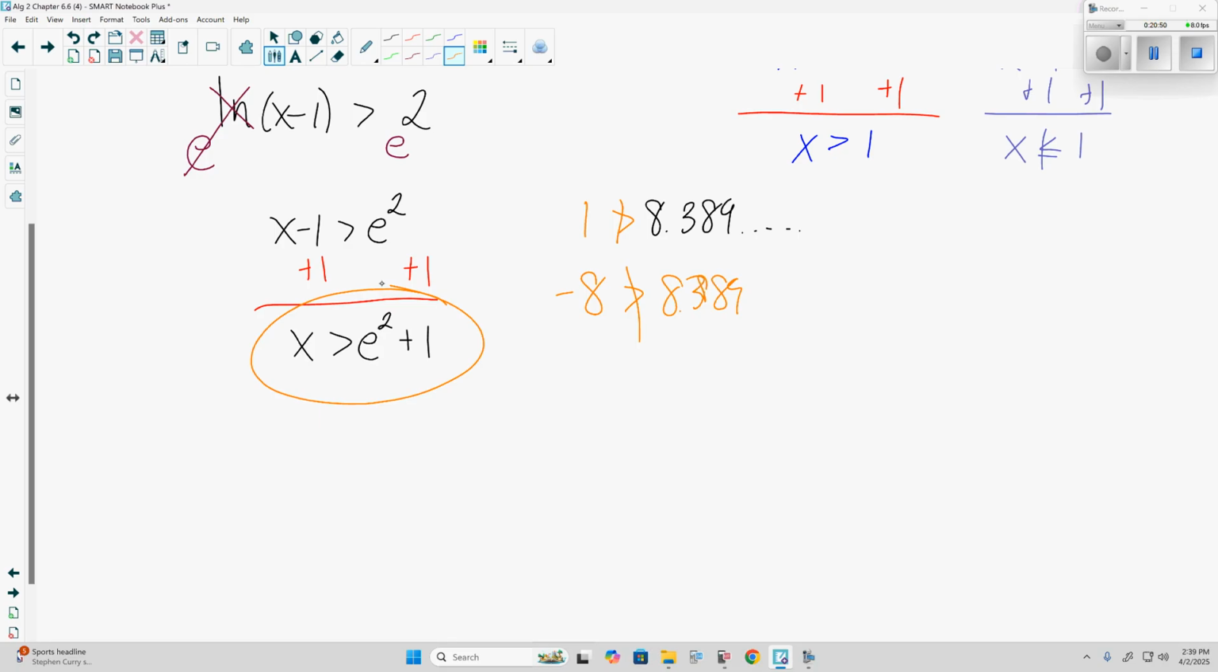Because in the ones where restrictions were included, we had to remove them. Here, we don't. Because any value that would be a restriction, so it would be less than or equal to 1, aren't in this. They aren't values that work. So any value that we have for x that is bigger than this 8.389 will not cause the x minus 1 to be negative or 0.